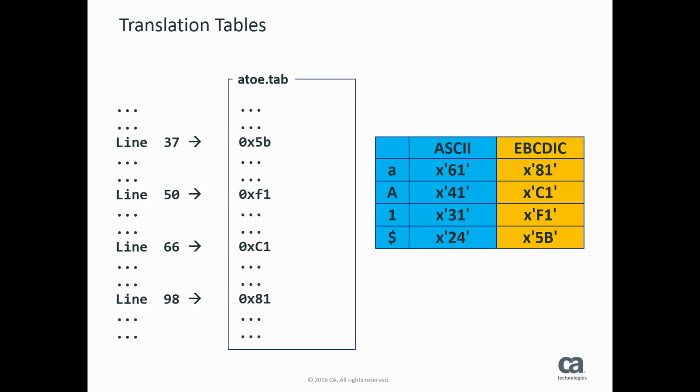The last example deals with special characters, here the dollar sign. Its ASCII representation of hexadecimal 24, added by 1, brings us to line 37 of the table. Here we enter hexadecimal 5B, the representation of the dollar sign in EBCDIC. This way the complete translation table is filled.